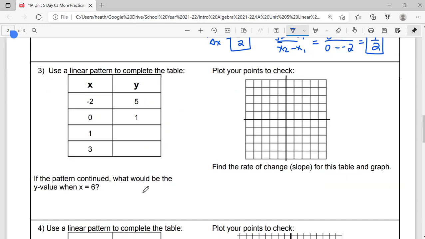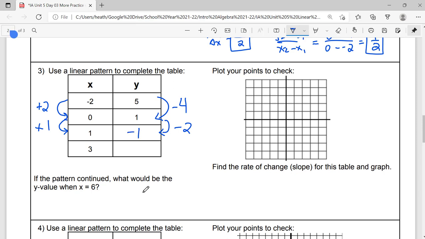All right, let's look at one more together here. So it says use a linear pattern to complete the table. So this time it seems like x is going up by 2 and y is going down by 4. Okay, so let's be careful now. If x is going to go up by 1 this time, y can't go down by 4. It's got to go down by half as much if I'm going to have the same rate of change. So I'm going to only subtract 2 this time. So that would get me to -1.